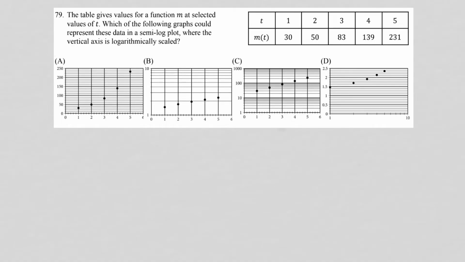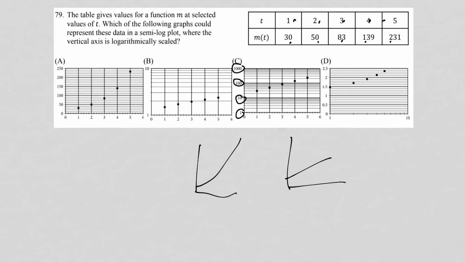Here's a table. Function values 1, 2, 3, 4, 5: 30, 50, 83, 139, 231. And they want to know about a semi-log plot. A semi-log plot is where you can see on here, 1, 10, 100, they kind of smush the numbers together in such a way where if something was going to be exponential, they smush it so that it turns into a straight line. So in this question, maybe they wanted you to just verify first.